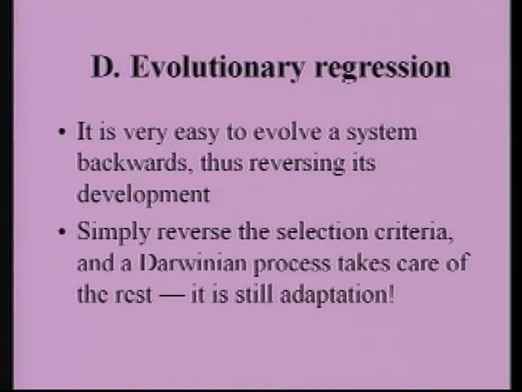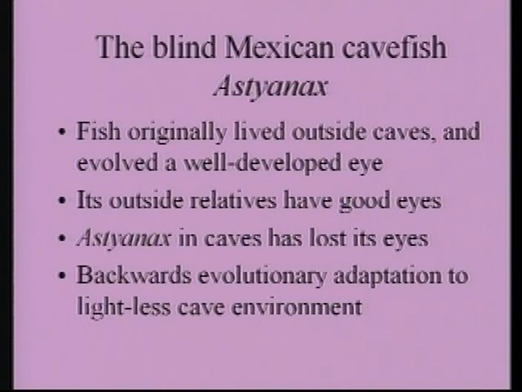Well, that's not correct. It is easy to evolve a system backwards, thus reversing its development. And it's extremely easy to do. We just reverse the selection criteria, and the Darwinian process will select and go backwards. It's still an adaptation to new criteria.